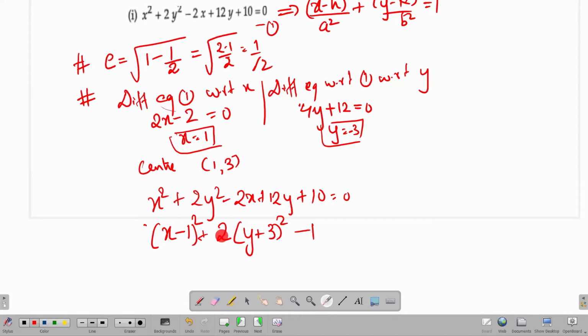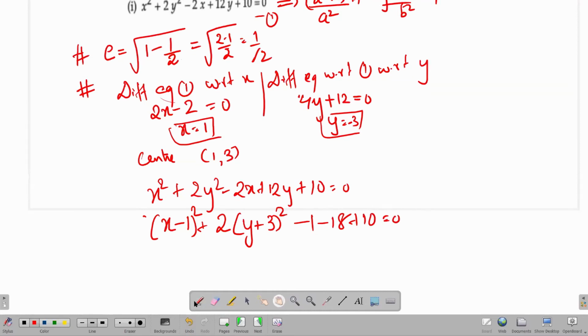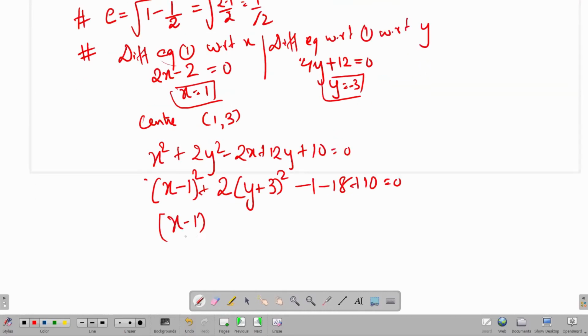After multiplying by 2, I get 12y. So we are left here with only 9, and after opening the bracket, I get 18. And in order to balance that, I write here minus 18. And the rest, what I have to write, is this 10 over here. Now what I get here comes out to be x minus 1 whole square, 2 times y plus 3 whole square, and minus 19 plus 10.